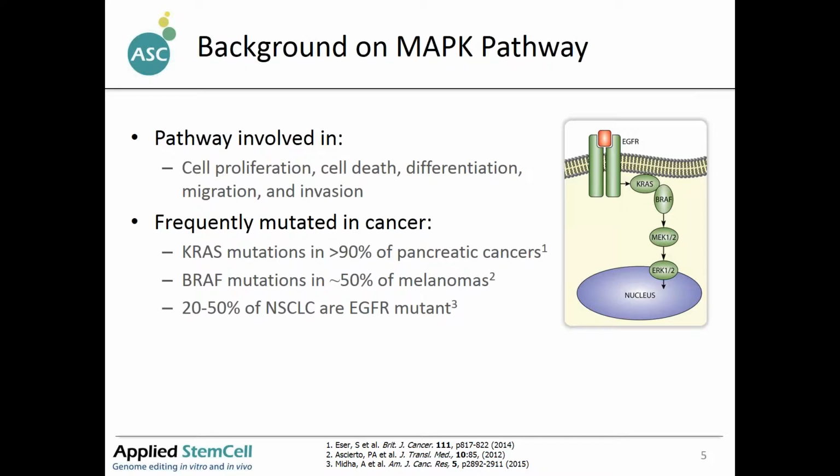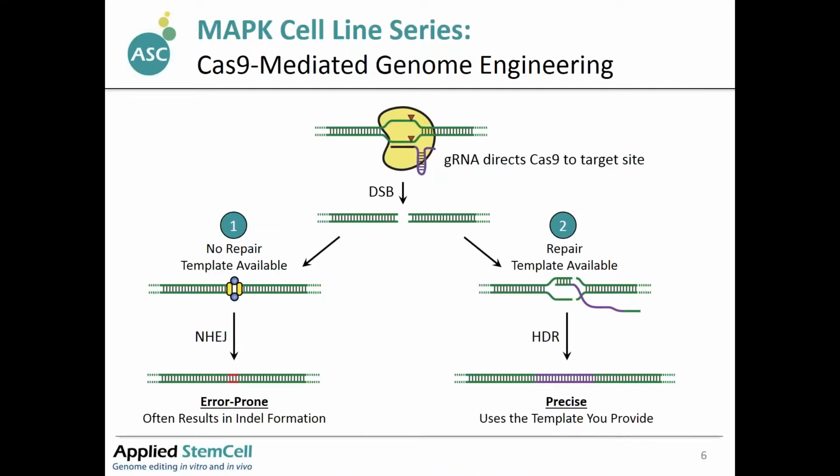To engineer these products, we used the CRISPR Cas9 platform. Cas9 is an RNA-guided nuclease that uses a guide RNA, which is complementary to a region within the genome. The guide RNA directs Cas9 to the site in the genome, at which point Cas9 forms a double-stranded break. At this point, Cas9 has pretty much done its job, and the cell chooses one of two pathways by which to repair the double-stranded break.